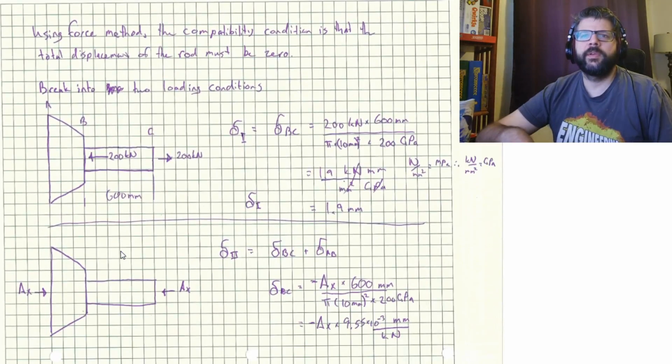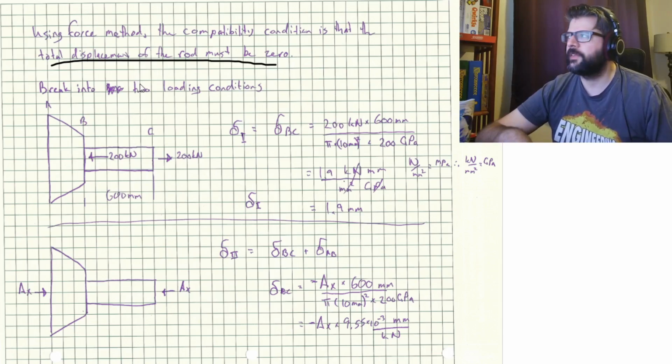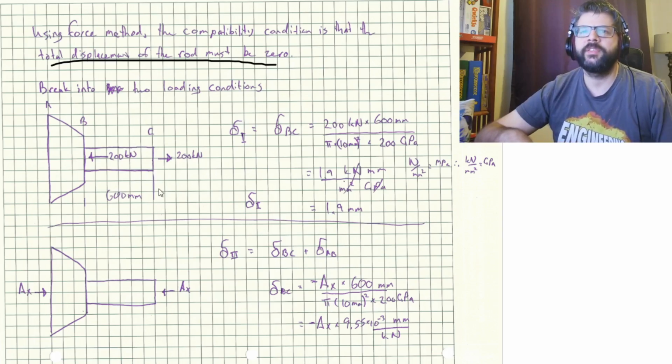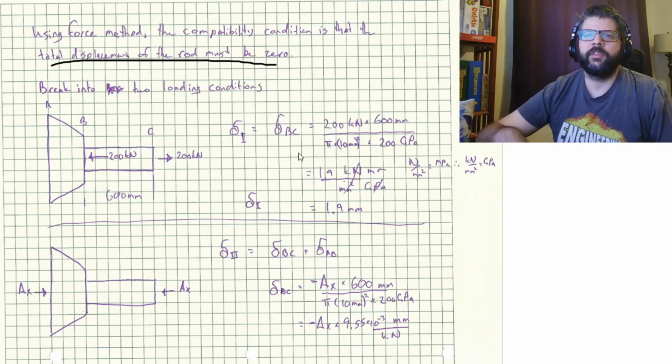So what we're going to want to do is use the force method. The compatibility condition that we're working with here is that the total displacement of the rod needs to be 0. So in total, it's not stretching at all. It's still staying within the walls. So we can break this up into two different loading conditions.